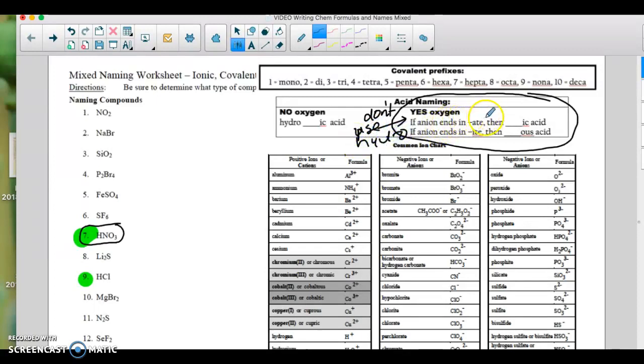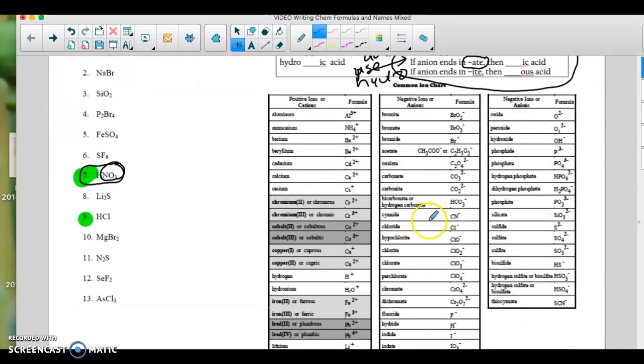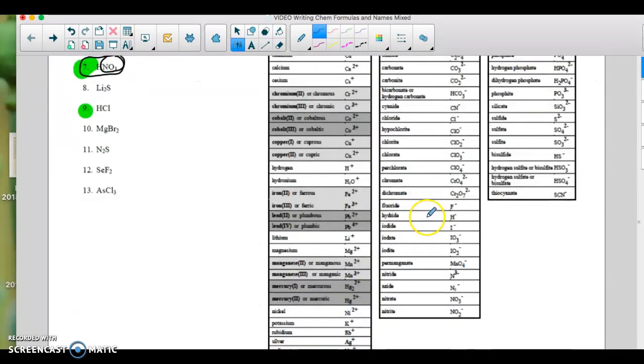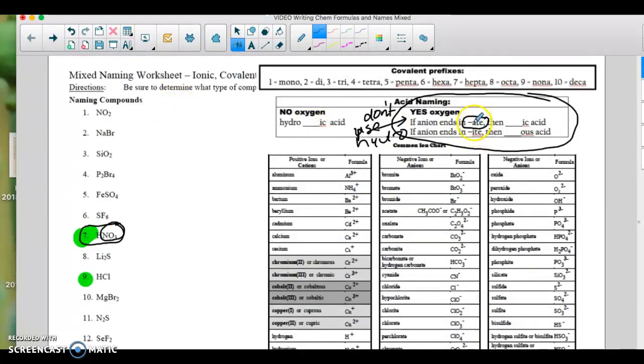So what I'm looking for is the name of the polyatomic ion. So in this case, it's NO3. So then I go to my pink polyatomic ion chart and I find NO3 and I see that it's called nitrate. And then I look here and it says ate, then it becomes ic acid. So instead of nitrate, we're going to just cut off the ate and put ic acid. And again, like I said, no hydro.